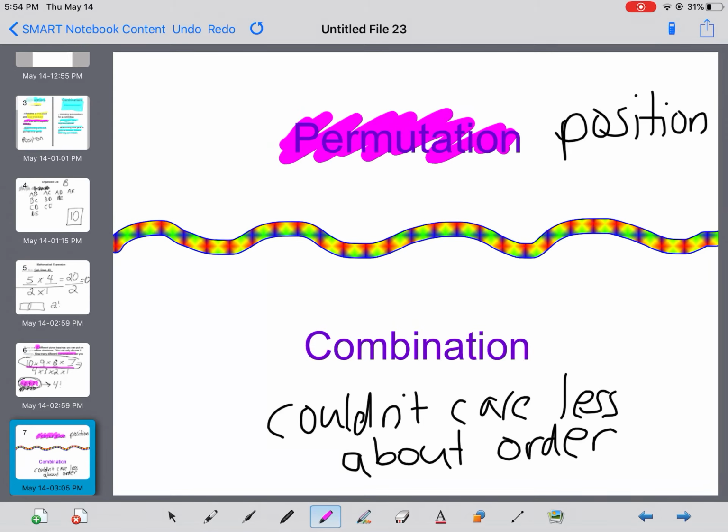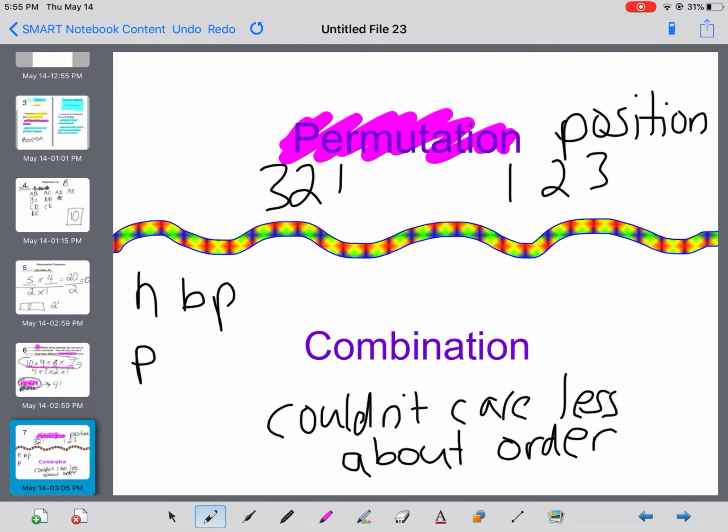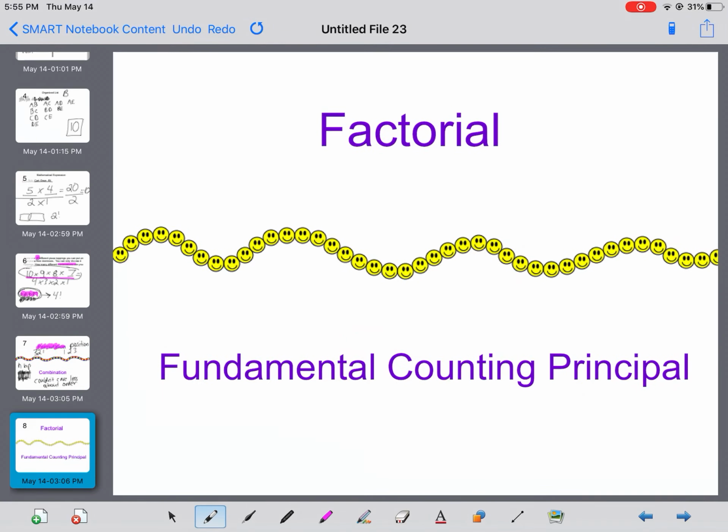That's like saying with a permutation, 1, 2, 3 is different than 3, 2, 1. But a combination is like saying me having ham, bacon, and pineapple on my pizza is the same thing as me having pineapple, bacon, and ham, or having ham, pineapple, bacon. So these guys get crossed out because they're repetitive, because we don't care about the order. Okay? And then one more thing is when to use factorials and when to use the fundamental counting principle.